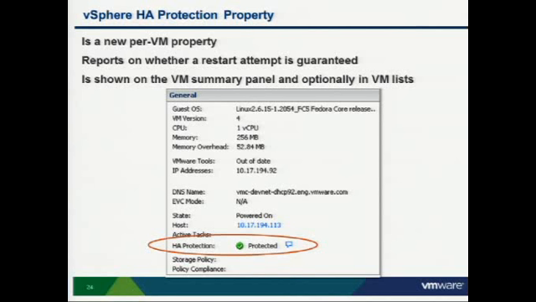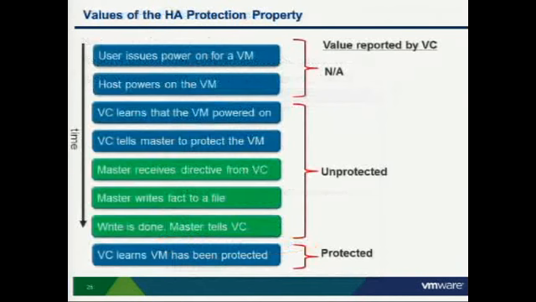Now, this property can have 3 values. It can be not applicable, unprotected, and protected. So let's look again at that workflow and see how those values get mapped to the workflow. One thing I want to note is that I've added a step at the bottom. The HA protection property is reported by VC. It's VC's perspective on the protection. So the final step in the workflow here is the master telling VC that the write has been done.